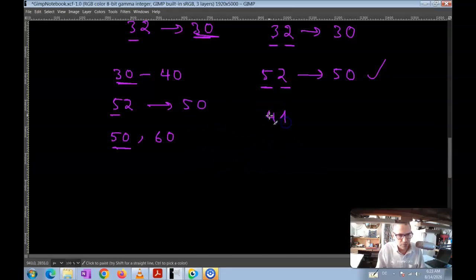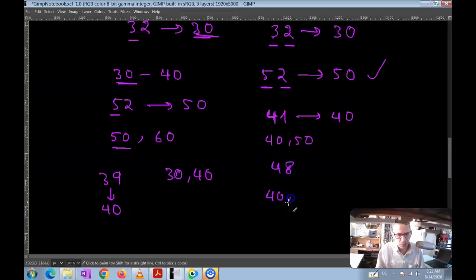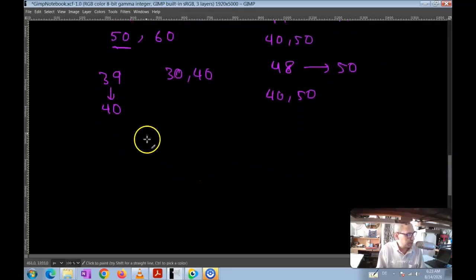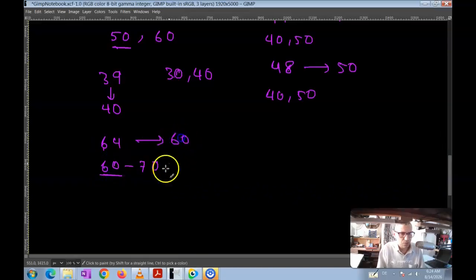Again, a 41, for example, is much closer to 40 than it is to 50, so you would round to 40. A 39 is much closer to 40 than it is to 50, so you would round it to 40. A 48 is some number between 40 and 50, and you're rounding to the tens place value. Since it is much closer to 50, you would round to 50. A 64 is some number between 60 and 70, and since it's much closer to 60, you would round to 60.